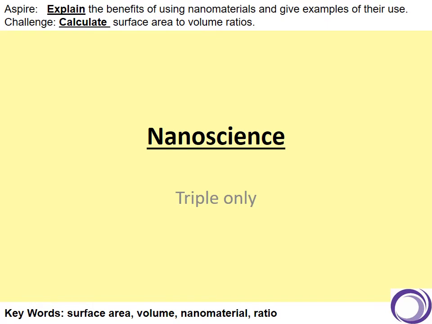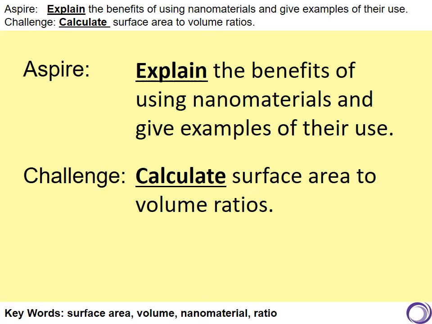Our topic today is nanoscience, and this is for students who are studying the chemistry only pathway. Our challenge today is to calculate the surface area to volume ratio, and our aspire is to be able to explain the benefits of using nanomaterials and give examples of their uses.